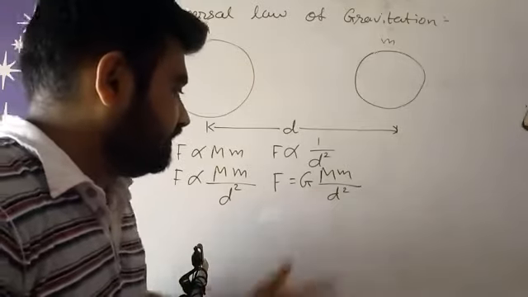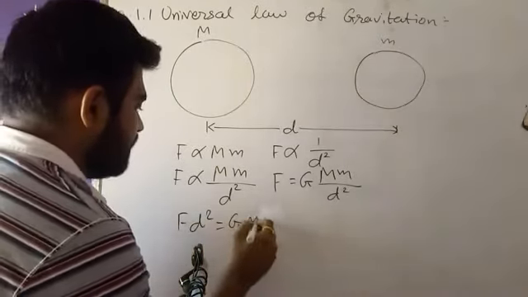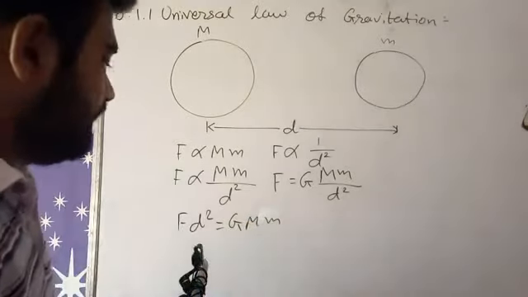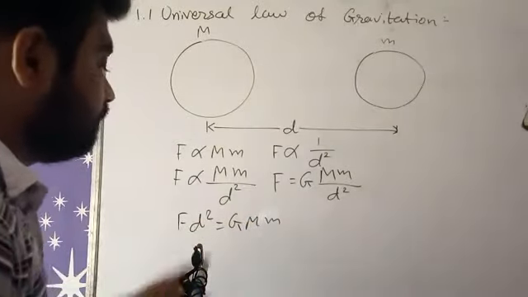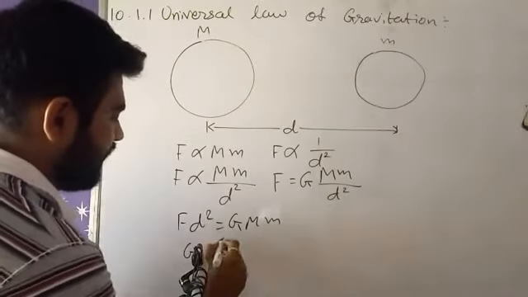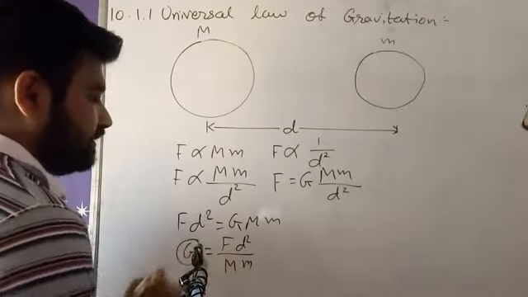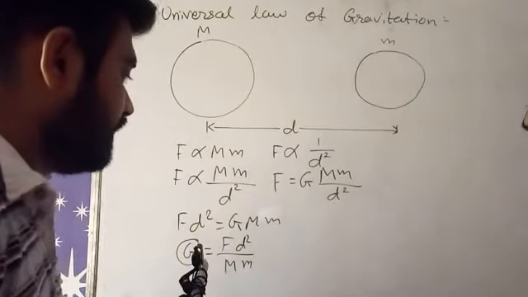So we have this equation. We can write F into d square is equal to G M into m. Now let us solve for this capital G to find that constant. So we get G is equal to F d square upon M into m. This is the gravitational constant.